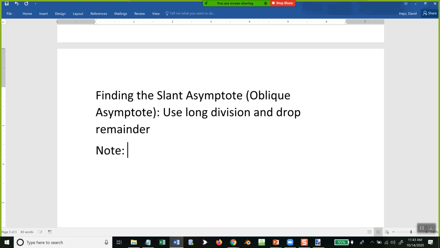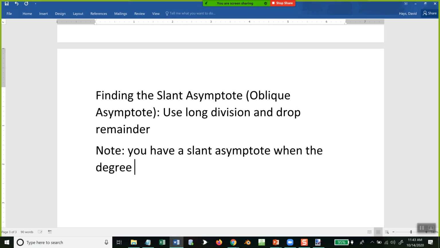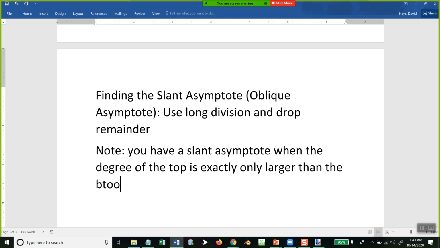Note, you have a slant asymptote when the degree of the top is exactly one larger than the bottom. If that isn't true, you don't have a slant asymptote.